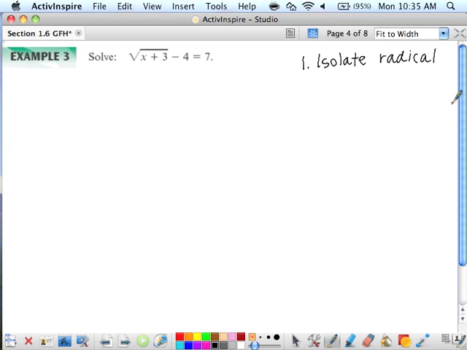Once you isolate a radical, you want to raise both sides to a power. You choose the power based on the root of the radical. So if it's a 5th root, you would raise both sides to the 5th power. If it's a square root, you would raise both sides to the 2nd power. So the second step is to raise both sides to the appropriate power.